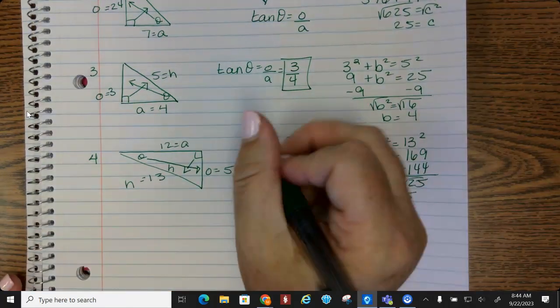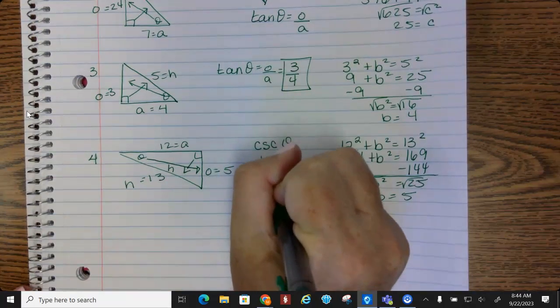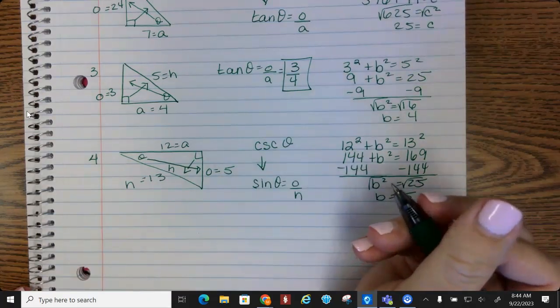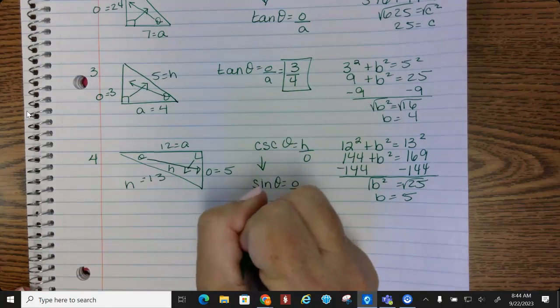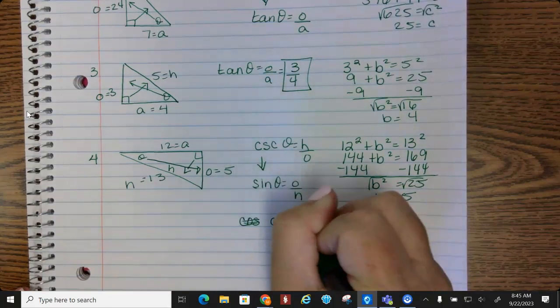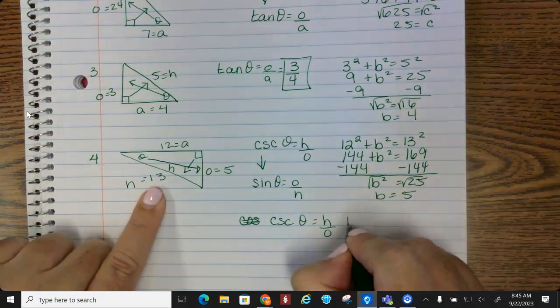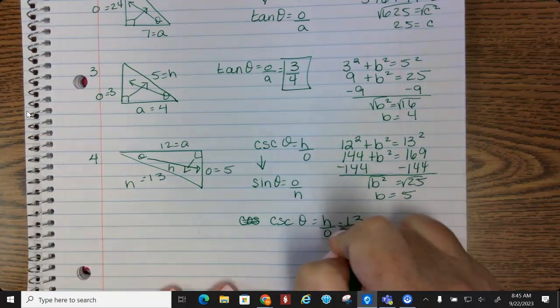So, cosecant is the reciprocal of sine, and sine is opposite over hypotenuse. So cosecant is hypotenuse over opposite. So hypotenuse is 13 and opposite is 5.